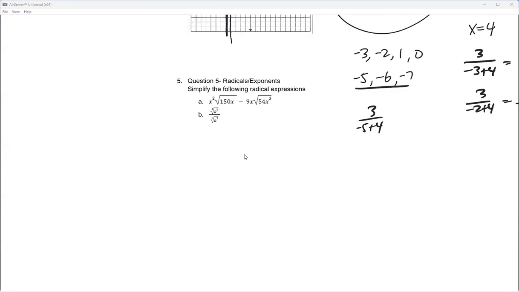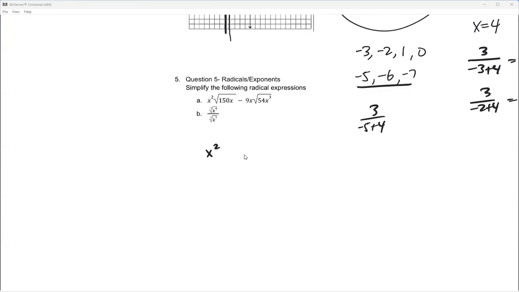Number 5 is x squared radical 150x minus 9x radical 54x cubed. A lot of you guys struggle with radicals, and I encourage you guys to continue to practice them. But this is x squared times, if you split this up, radical 150. Let me erase that. So radical 150 is 25 times 6, and radical x. So radical 25 is 5, so it'll be 5x squared radical 6x.